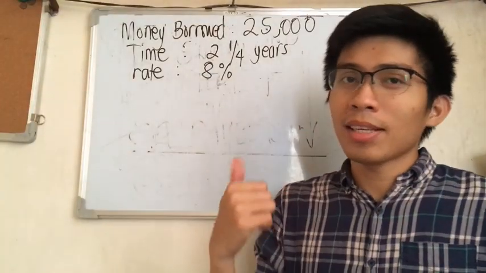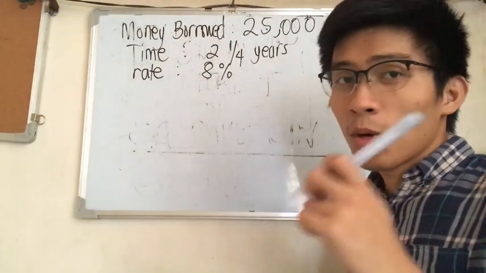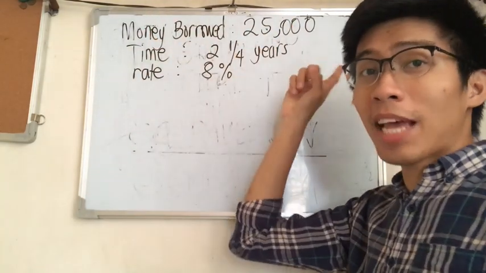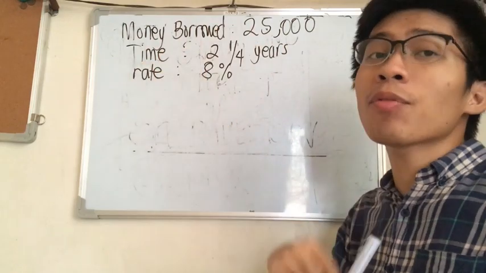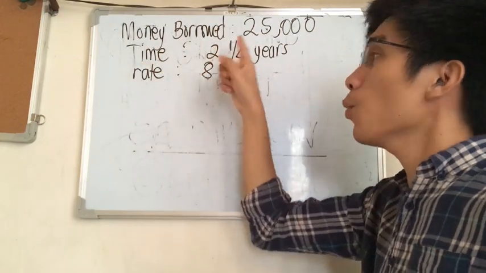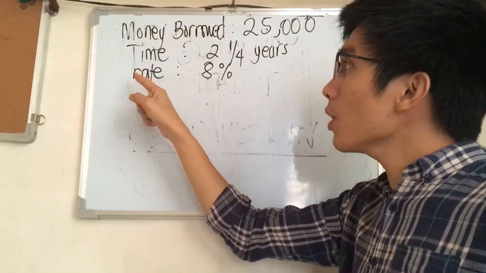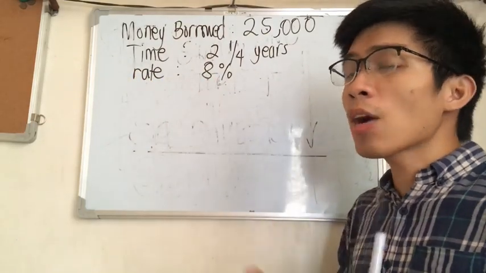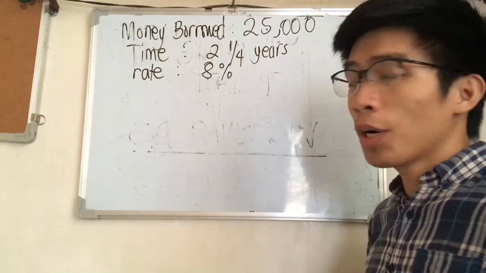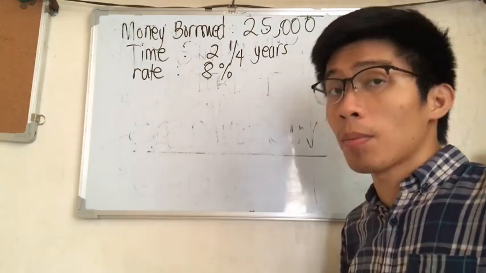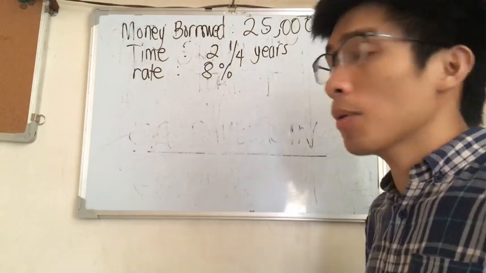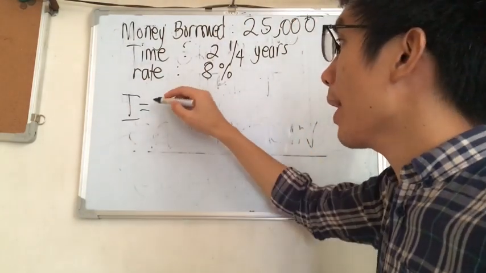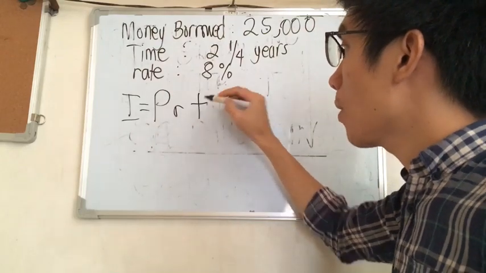Okay, let's start solving example number 1. What if you borrowed money worth 25,000 pesos, and the time that you have to pay that money is 2 1/4 years, and there is an interest rate of 8%? In solving a simple interest problem, this is how it goes. You are going to use this simple formula, that is I = PRT.